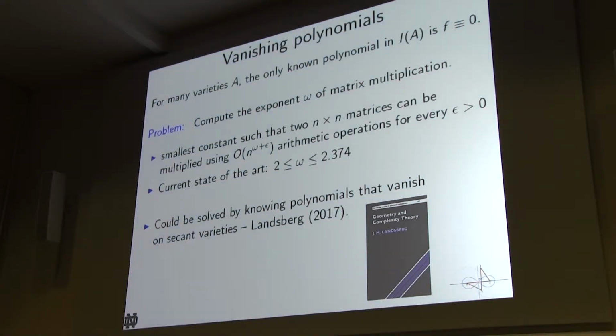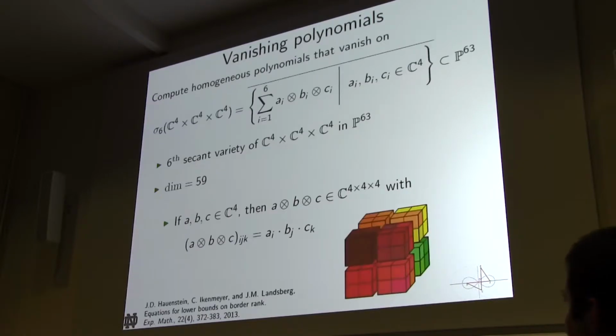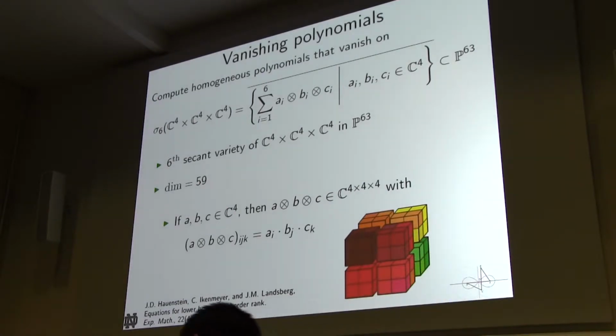If you read James Landsberg's recent book, you know that this problem could be solved if we could know every polynomial for every secant variety. So if I could know every polynomial for every secant variety, I could just test this and be done. All right, then you start trying to do this. The n equal to 1 case is trivial. We know how to multiply two numbers. It takes one multiplication to multiply two numbers. Good. And then you go to the 2 by 2 case, and you're already stuck.